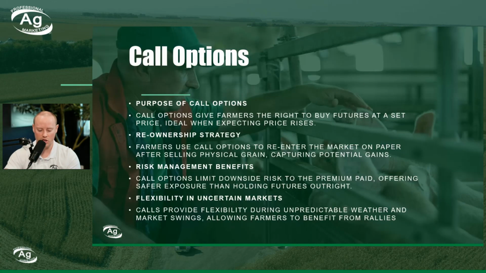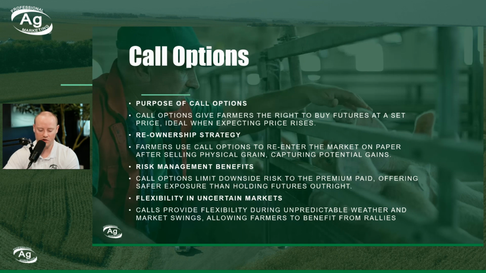The next one would be a call option. Call options give farmers the right to buy futures at a set price, ideal when expecting price rises, but not the obligation. Farmers use call options to re-enter the market on paper after physically selling grain, for example, capturing potential gains. That'd be one way of doing it, as a re-ownership opportunity. Call options do offer a way with limited downside risk, just the premium paid, and they offer safer exposure than holding a futures contract outright.